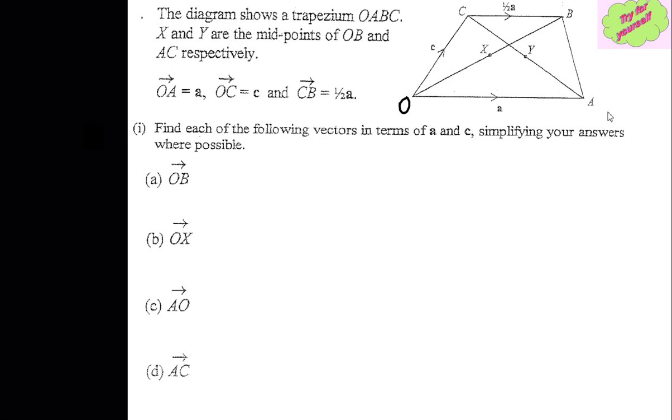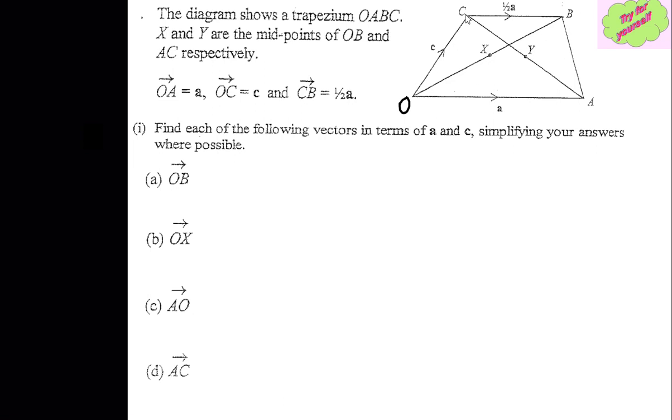OA equals A, I've got that there, OC equals C, and CB equals a half A. So it's always good to double check that it's been drawn on the diagram, just in case they didn't put it on there. Then you can put it on there. Next one: find each of the following vectors in terms of A and C, simplifying your answers where possible. OB, that's a nice one, a nice easy pathway. Go with the ones that are labelled already.